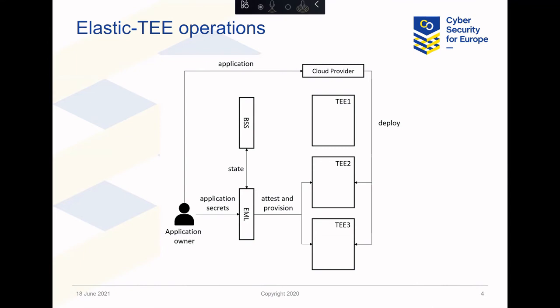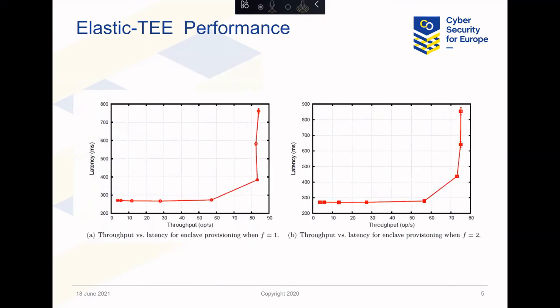What we do is use a sort of proxy, this is the EML, that acts on behalf of the owner, so that the owner doesn't have to be online whenever a new application needs to be deployed on a machine. And when that happens, the EML assists the cloud provider in this deployment. And EML, as you see here, is connected to BSS, and this is to keep a consistent view of the applications that are running on a machine.